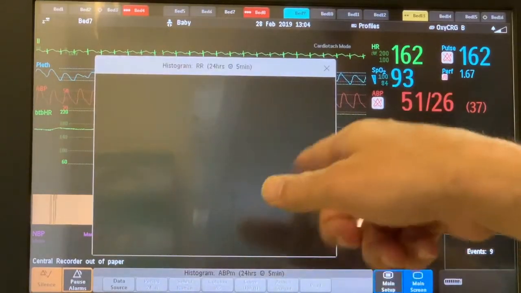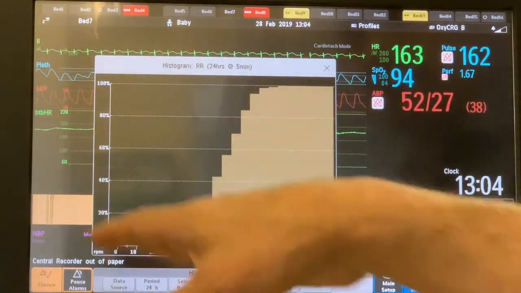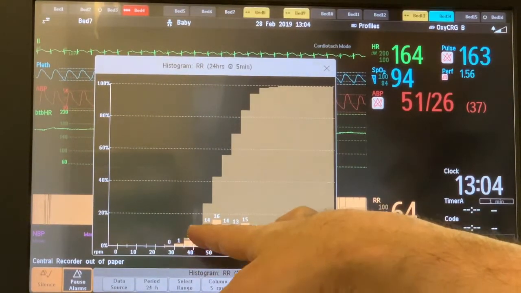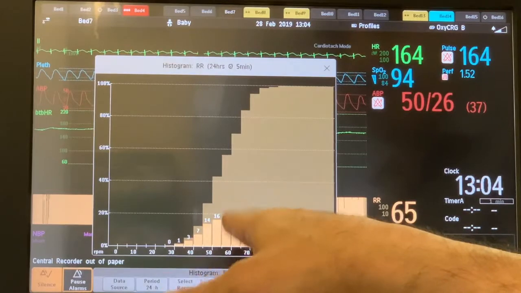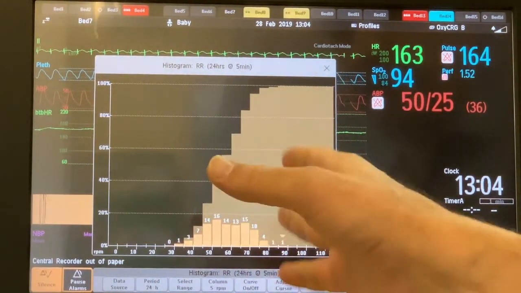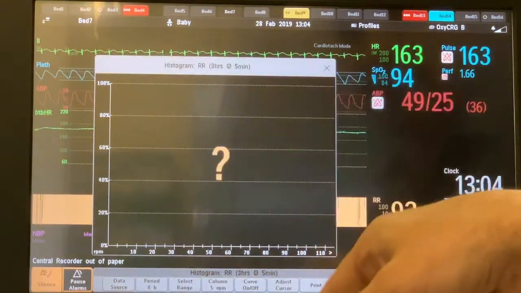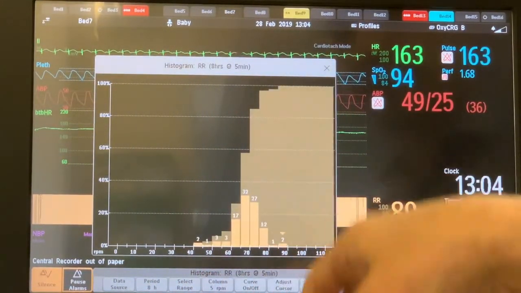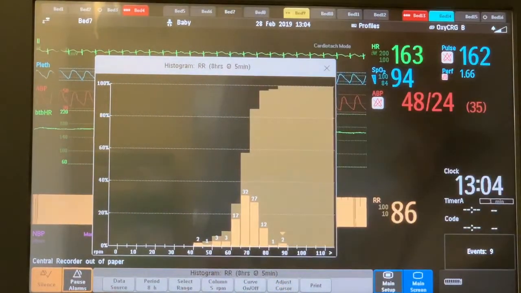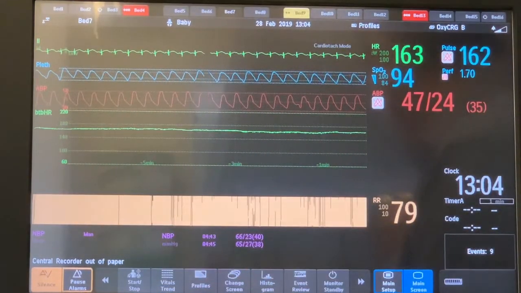You can check also the respiratory rate histogram for the last 24 hours, and if you have the respiratory rate above, for example, 70 per minute, then you have an infant who is tachypneic, and you can check if he's improving or not. You can select the last 8 hours and compare it to the last 24 hours and get an idea about whether he's improving or worsening regarding tachypnea, for example. So that's regarding histograms.